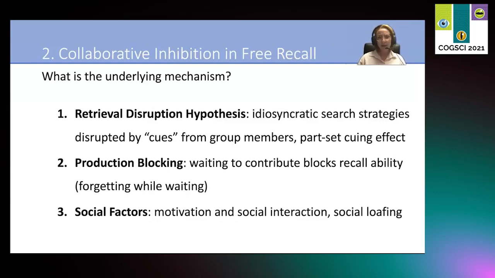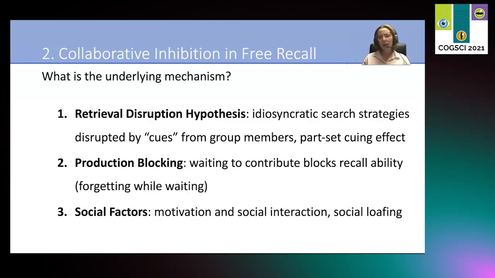The second hypothesis is the production blocking hypothesis, which is the idea that while I'm waiting to contribute something, I forget what I was about to say. So if I had thought of a response, but someone was talking over me, and I had to wait, then I would have forgotten my response.